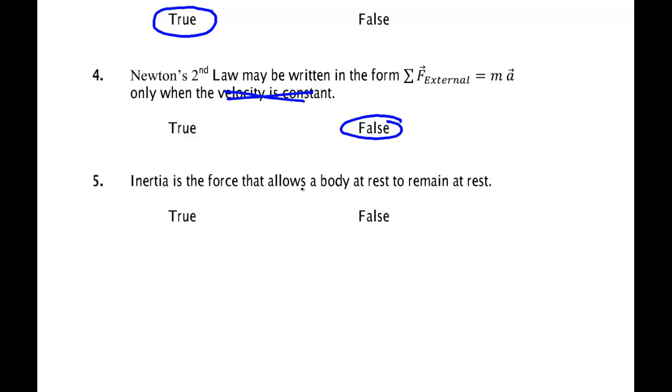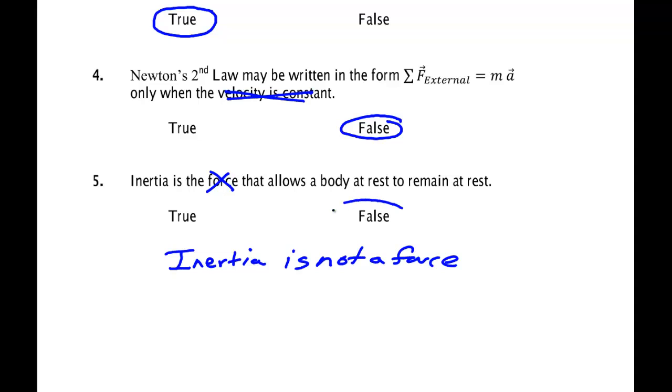Inertia is the force that allows a body at rest to remain at rest. It's not a force. Inertia is a property a body has. It is not a vector. It is not a force. Forces have direction. They're vectors. They require two objects to interact. There's no such thing here. Inertia is a property inherent to the body itself.